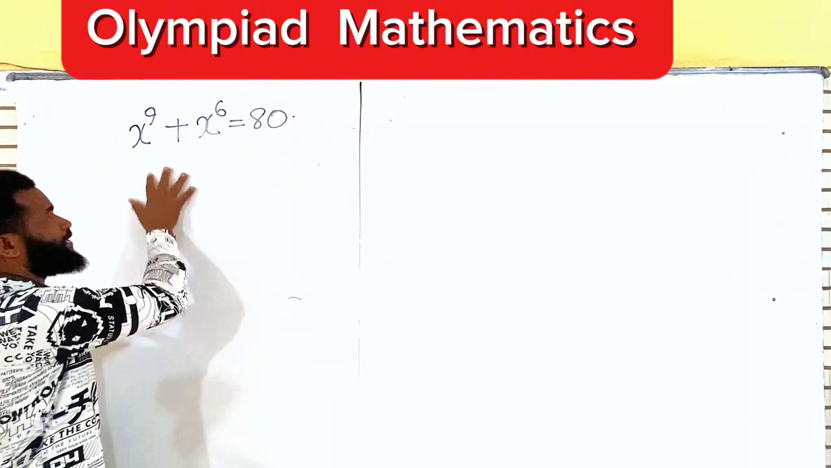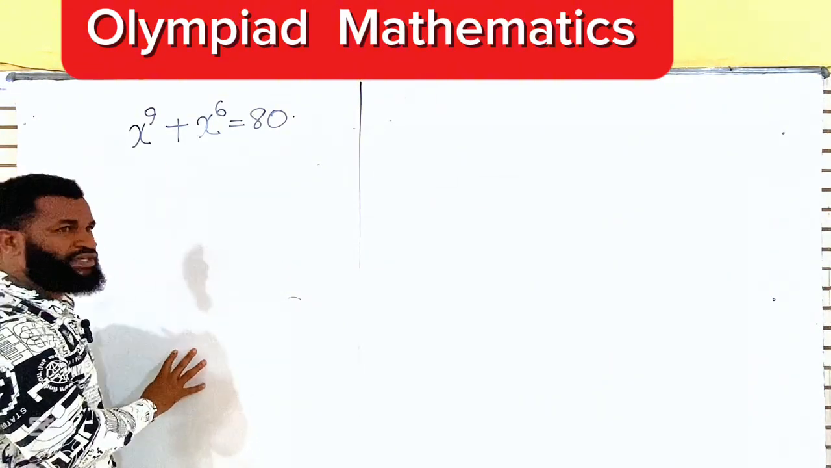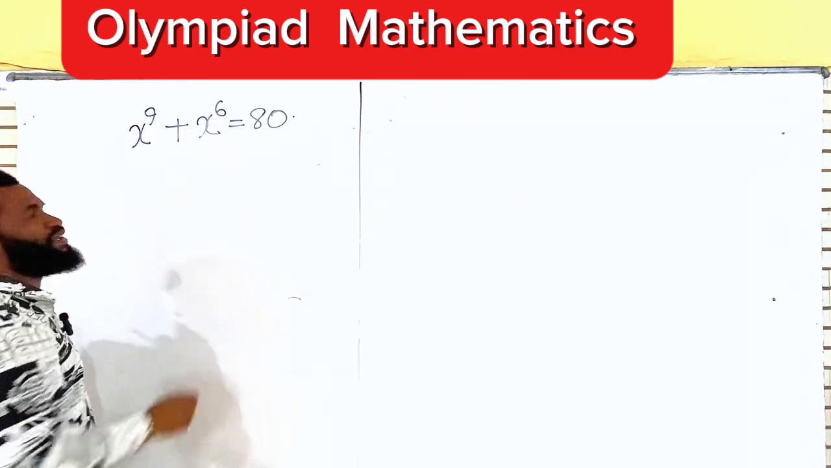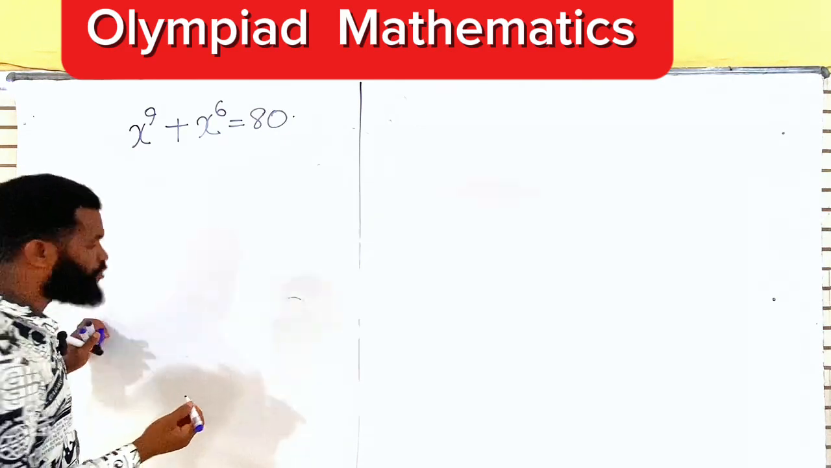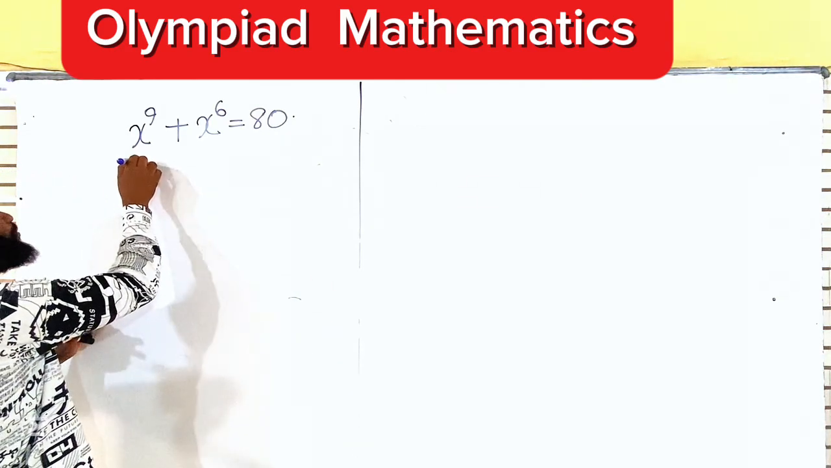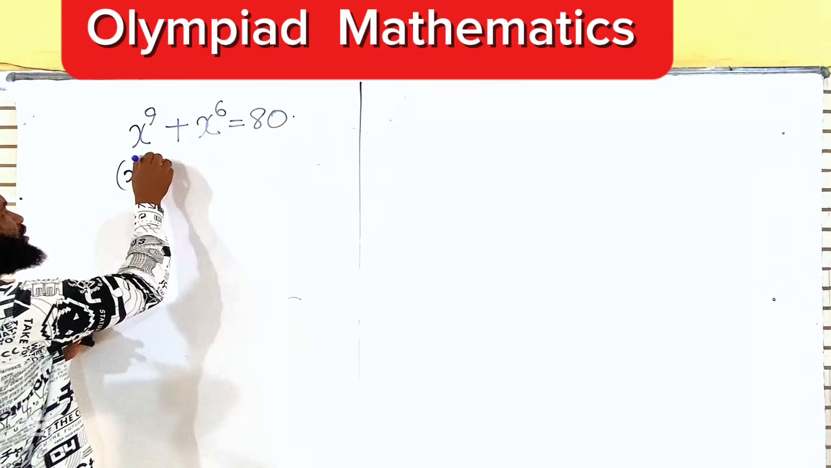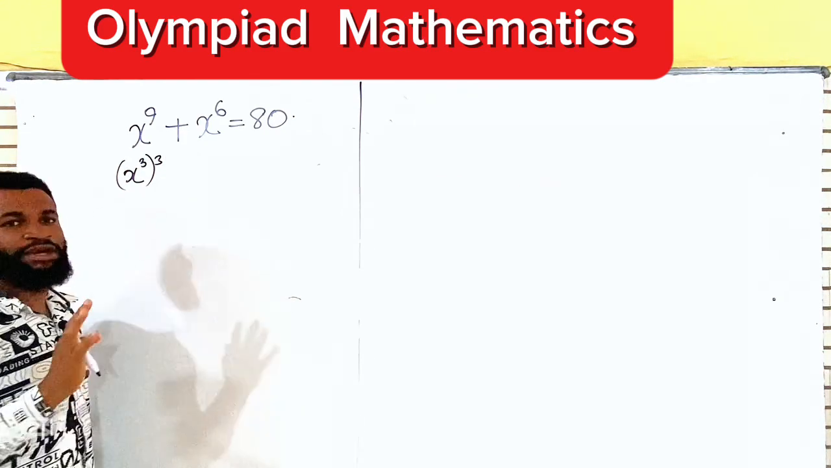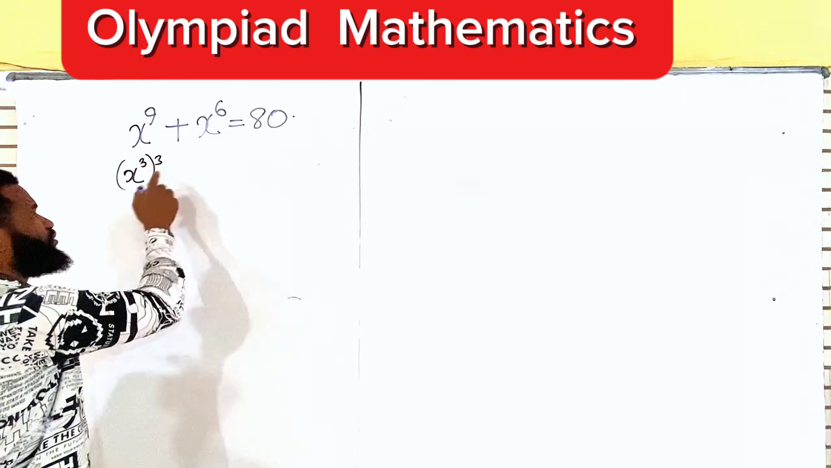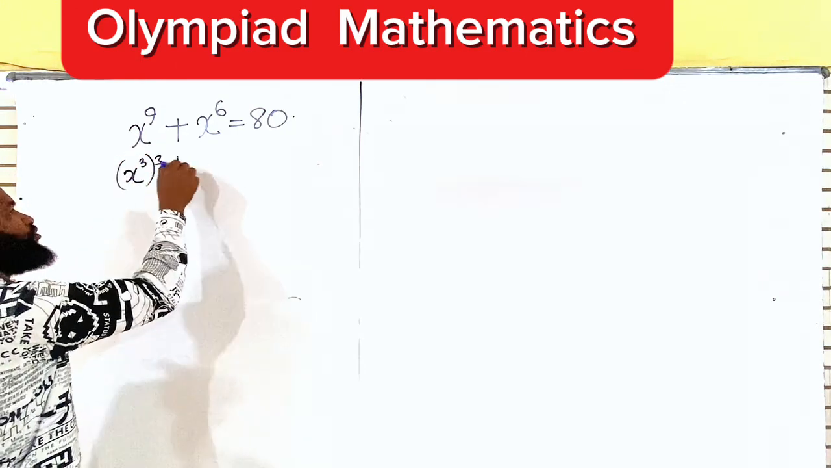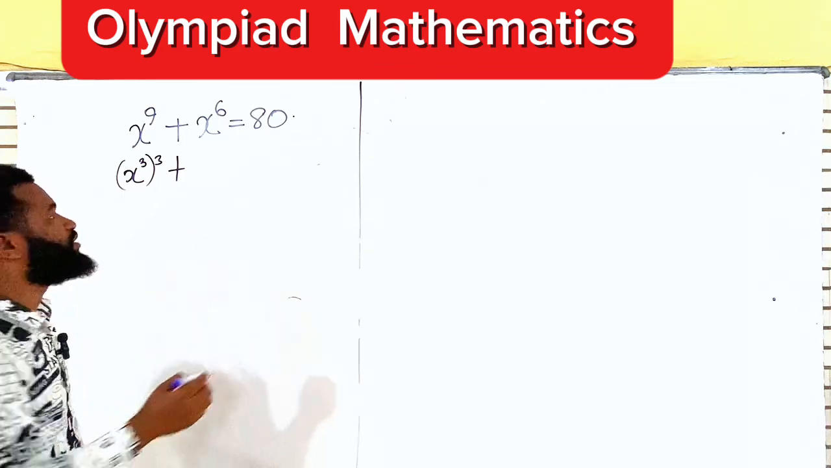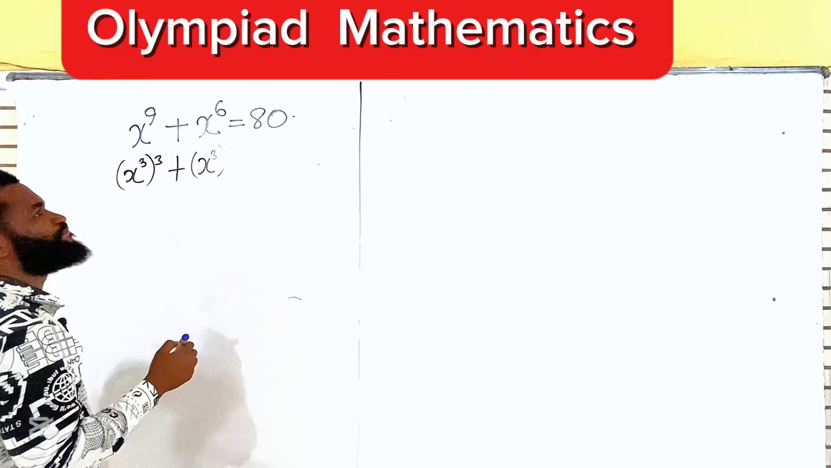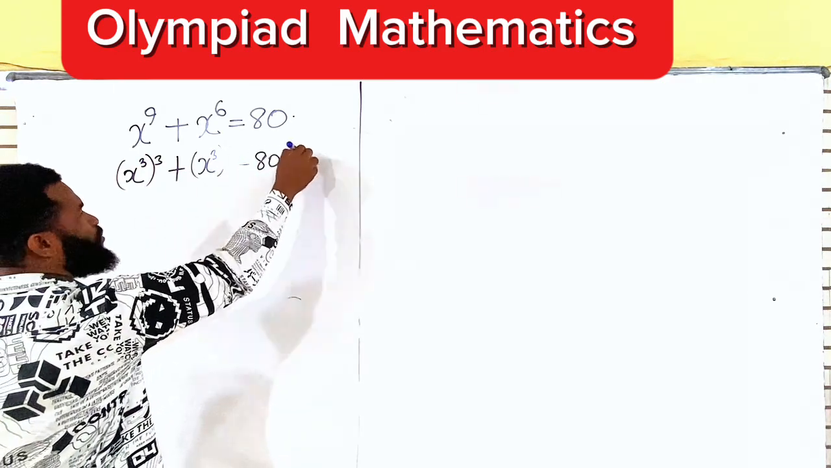This is a craft. What I'm going to do first is to maintain a uniformity between these x raised to power 9 and x raised to power 6. So that uniformity can come from x raised to power 3, all raised to power 3, because I wrote this in a power law, because it's still the same thing, because 3 times 3 is 9. Also, I must make sure that this one is also a power of 3. So this is x raised to power 3, all raised to power 2, because 2 times 3 will still give me 6. This is minus 80 is equal to 0.